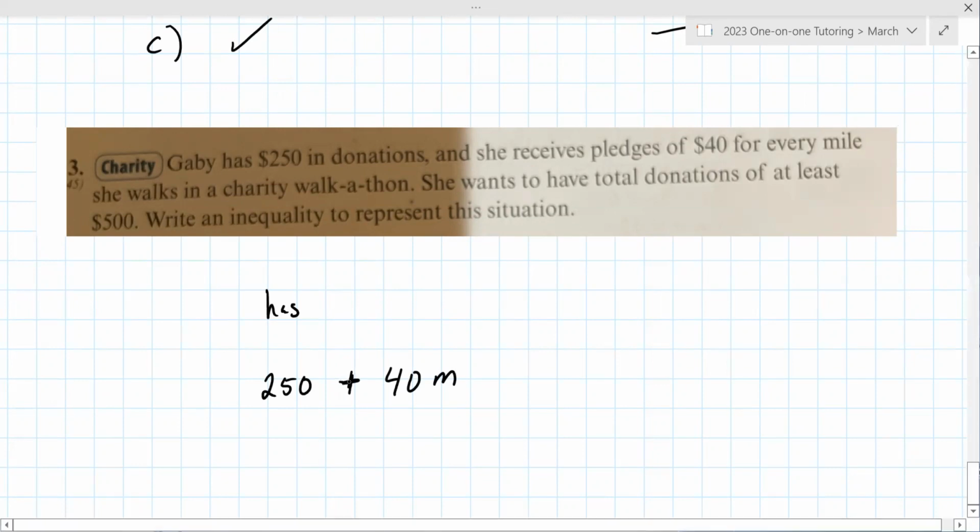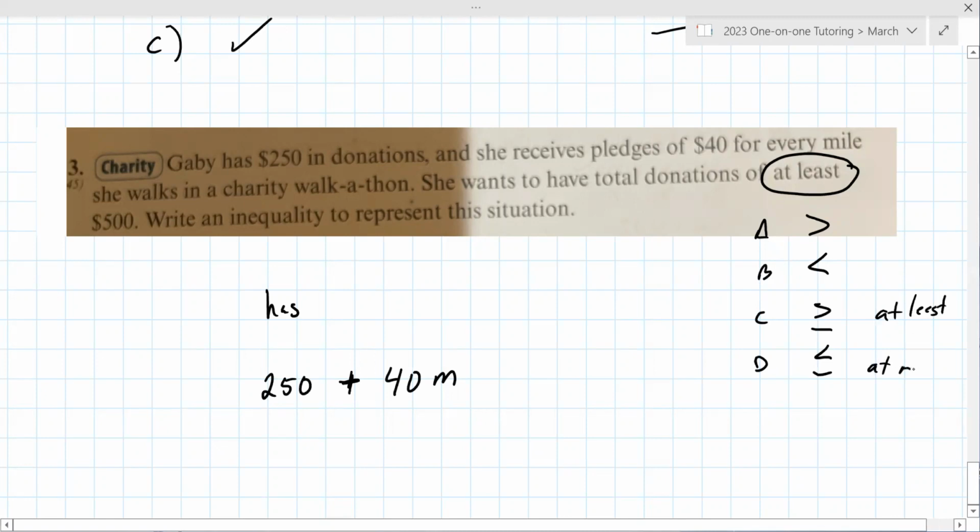All right. Now this word "at least," which of the following symbols does it go with? I know it's C or D. Okay. So it is C. This is "at least," and this is "at most," or "up to." So that's where maybe some note cards or some review could help. With that, and at least $500.